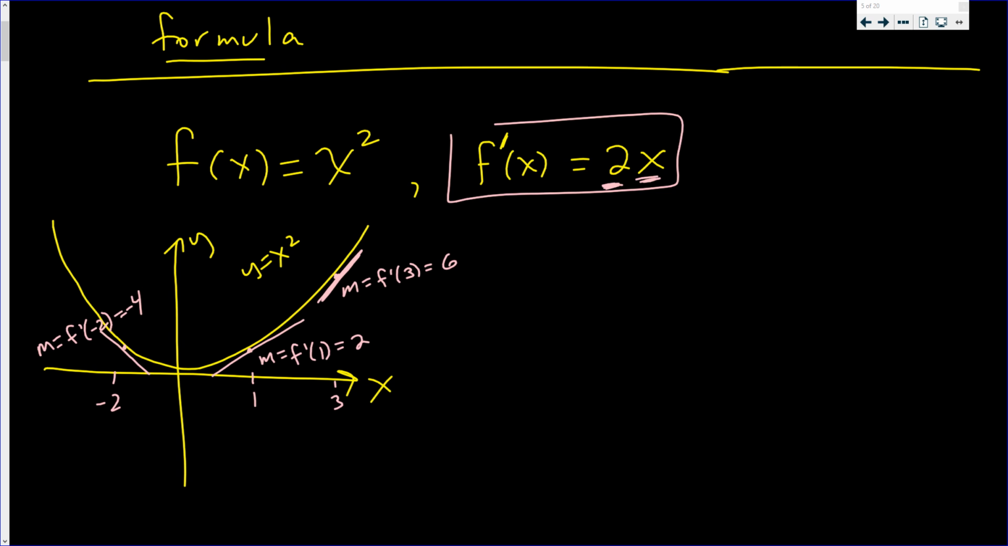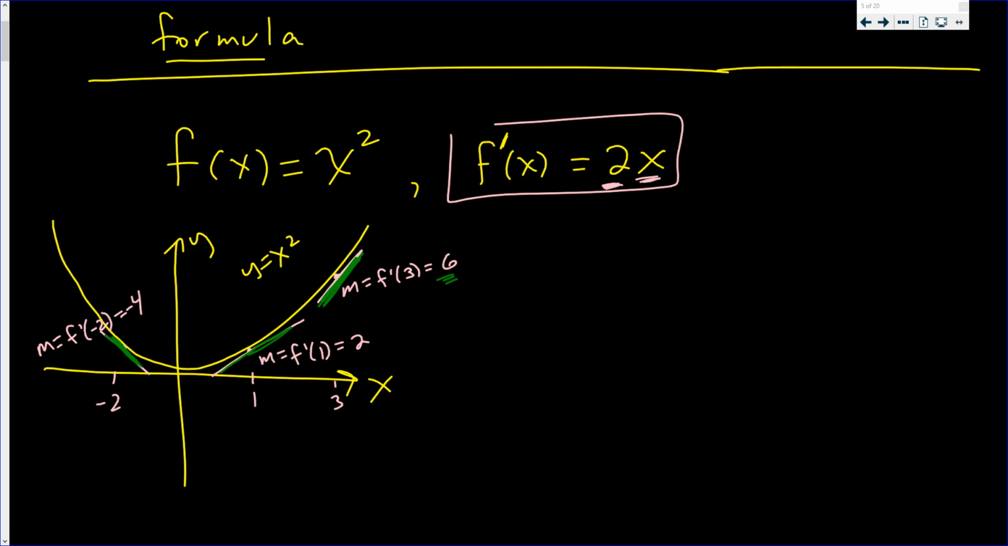Now, this seems reasonable. This slope is 2. This slope is clearly steeper, and yeah, it was bigger. And this slope, yeah, it's negative.